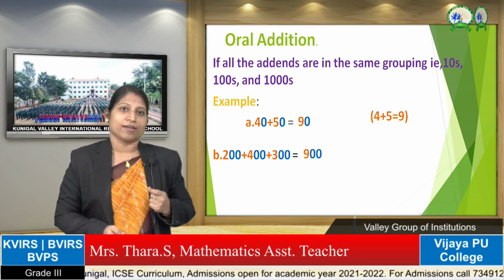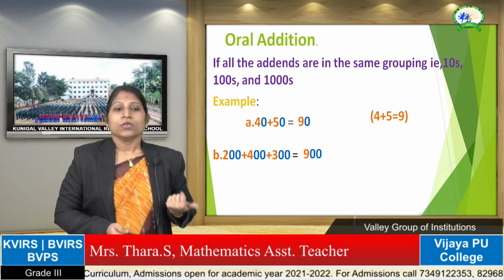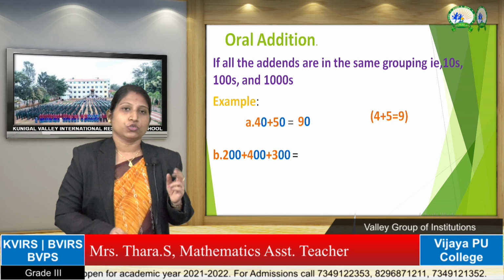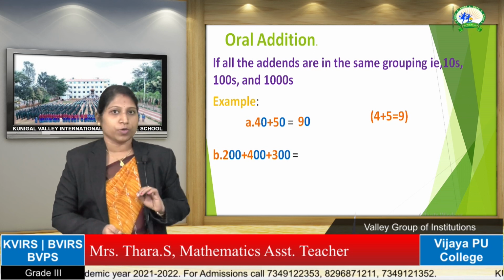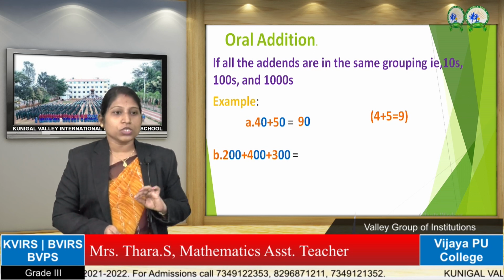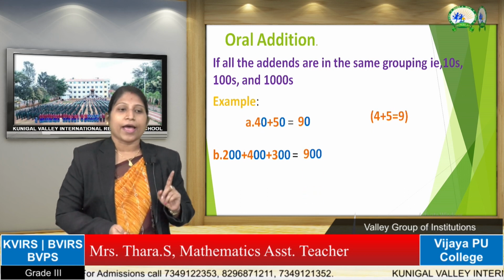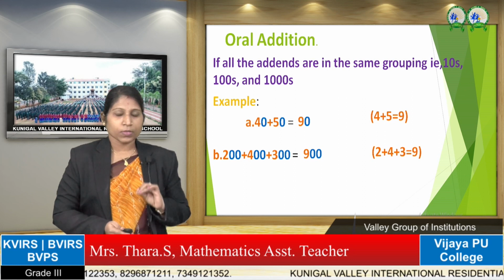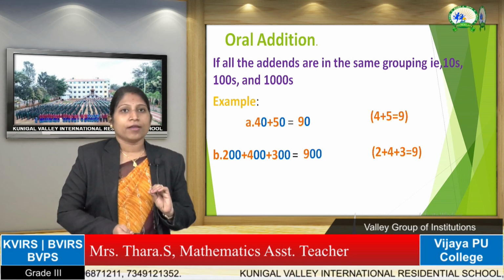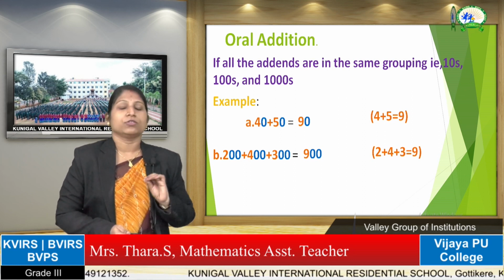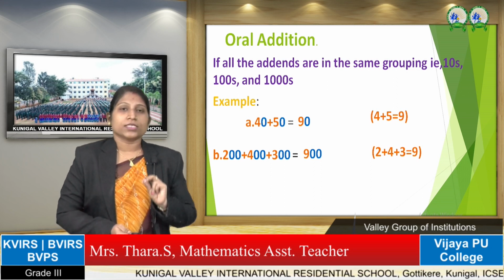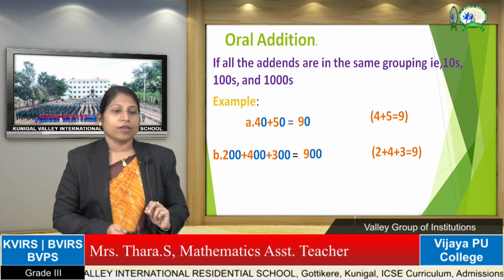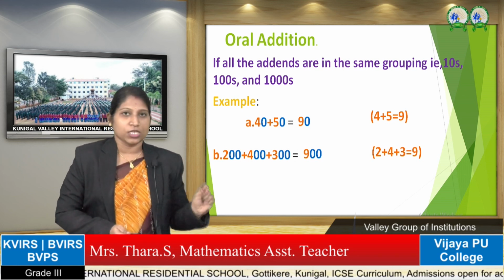Okay, shall we see the next example? 200 plus 400 plus 300. First, what you have to do? How many zeros are there? 2 zeros in every numeral. So write down 2 zeros and you have to add 2 plus 4 plus 3. What will be there? Answer, yes, 9. 2 plus 4, 6 plus 3, 9. So 900.